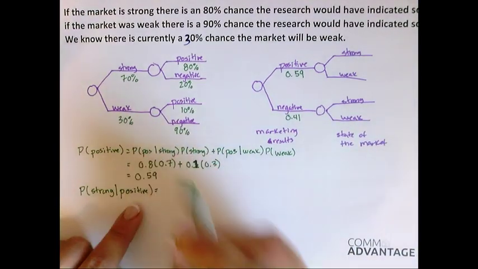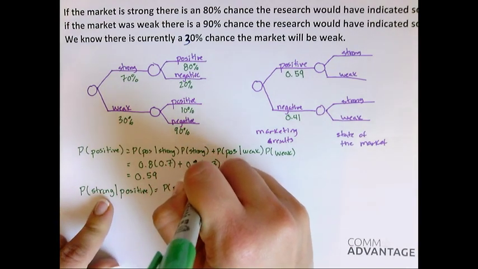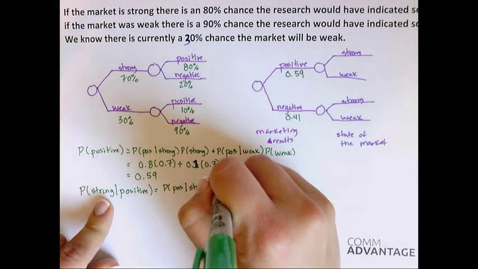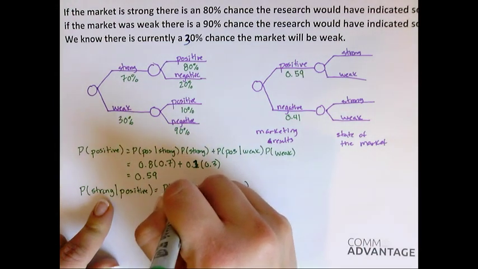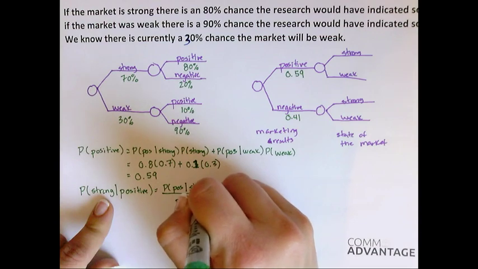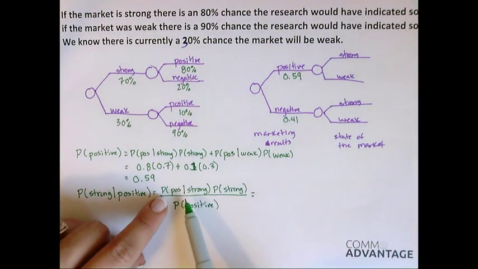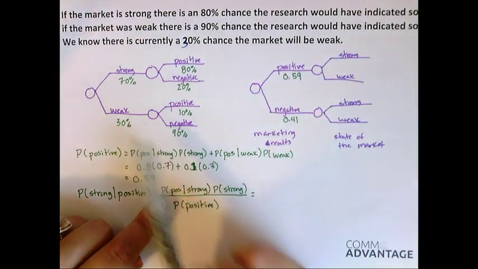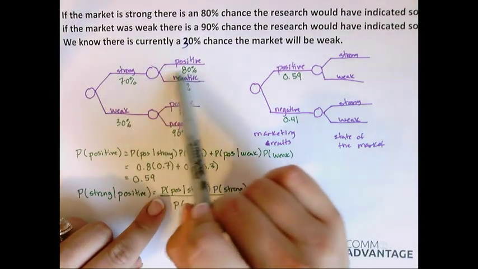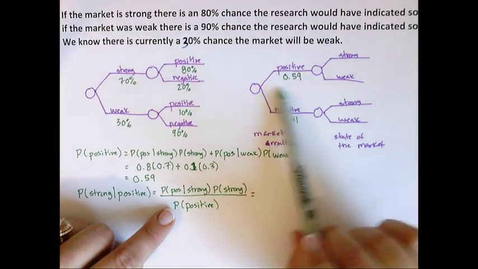So here, I'm going to use the probability of it being positive, given that it's strong, times the probability that the economy was strong, over the probability that the results came out positive. What is this really saying? This is simply telling me that I'm looking for positive and strong. So I'm going to take the branches of strong and positive from the other tree, multiply them together, and divide by my total over here.